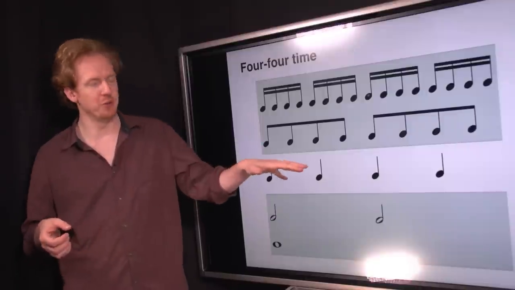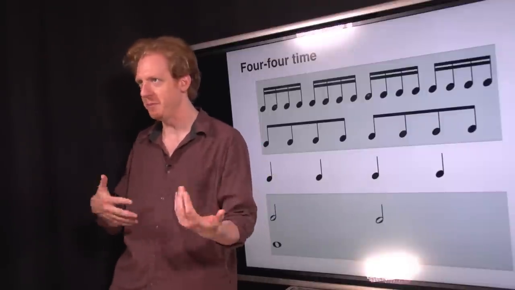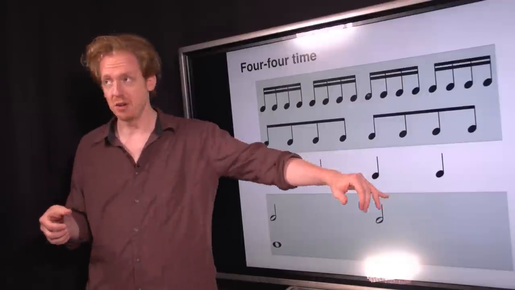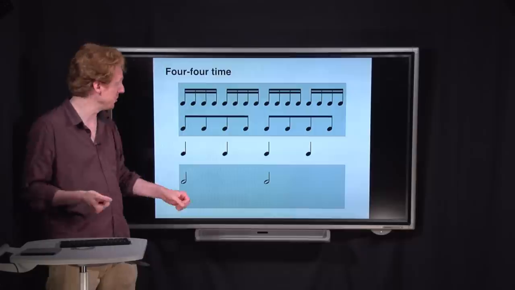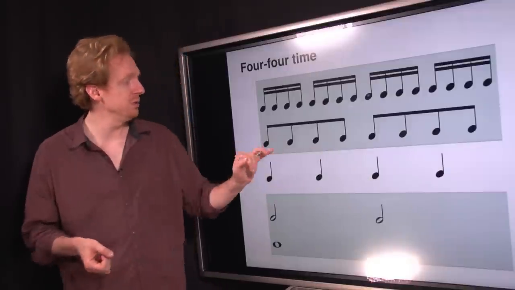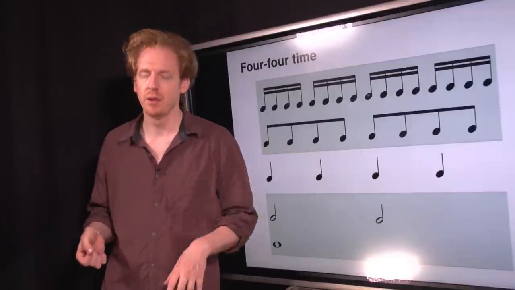Next, we've got quarter notes, and again, like the name suggests, we're dividing up the measure into quarters. So each one of these guys is just a beat, so it makes it nice and simple to count quarter notes. You just go 1, 2, 3, 4, 1, 2, 3, 4.